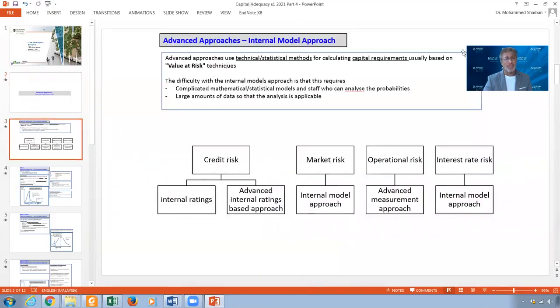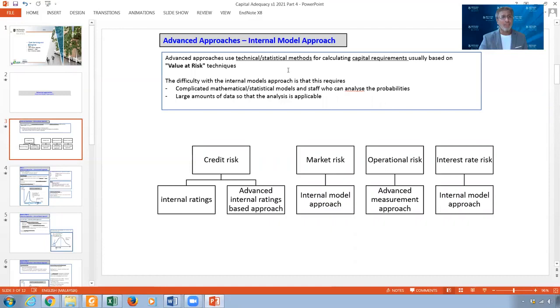Just to look at the definition here, the advanced approach uses technical statistical methods for calculating capital requirements, usually based on value at risk techniques. Now, to do this, you have to have expertise, and I don't think big banks have a problem with this. And also you have to have enough data. So you need many years of data. For example, if you are talking about credit risk, you need data of defaults for housing loans, for credit cards, for business loans, and you have to have a few years so you can build the distribution and calculate the value at risk.